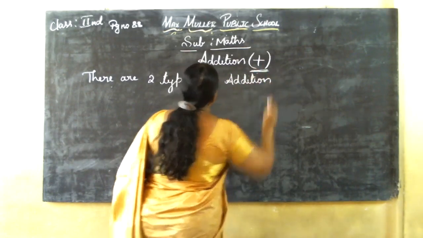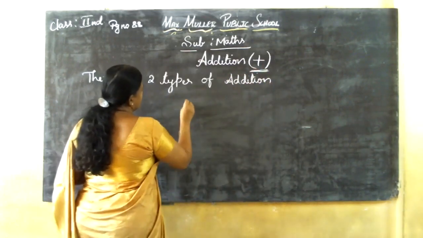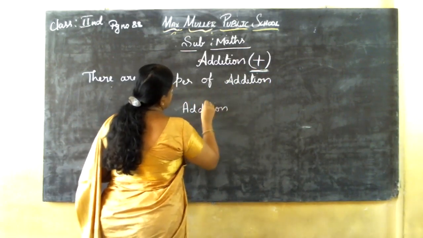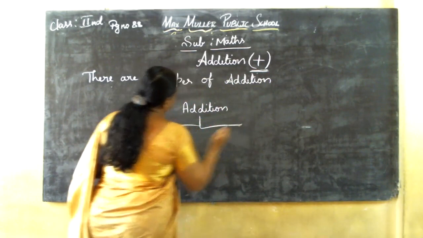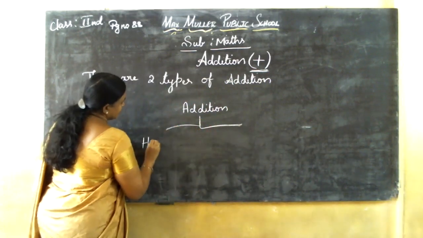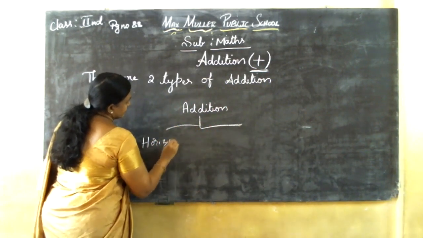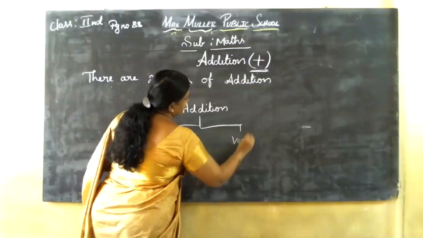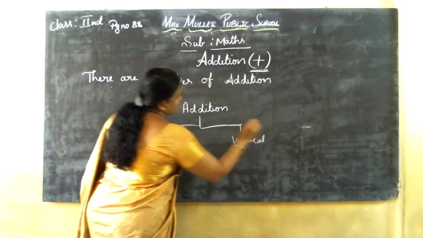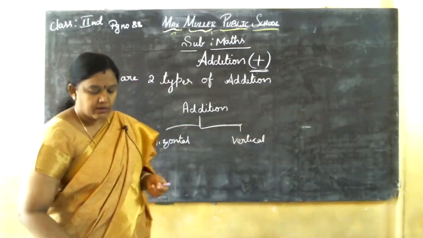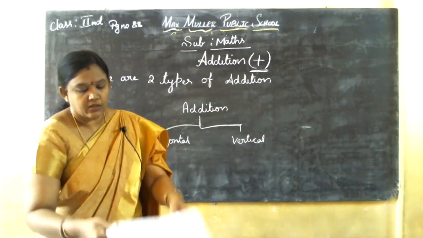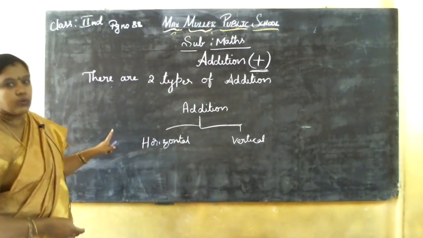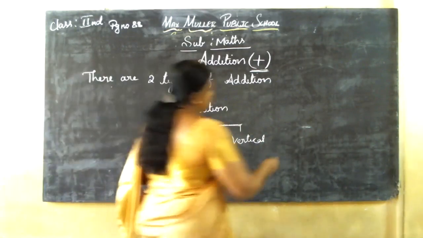For addition, which sign will we use, children? This plus sign we will use. Addition: one is horizontal, one is vertical. See, understood, children? One is horizontal, one is vertical. We will solve the sums in two types, two methods are there.